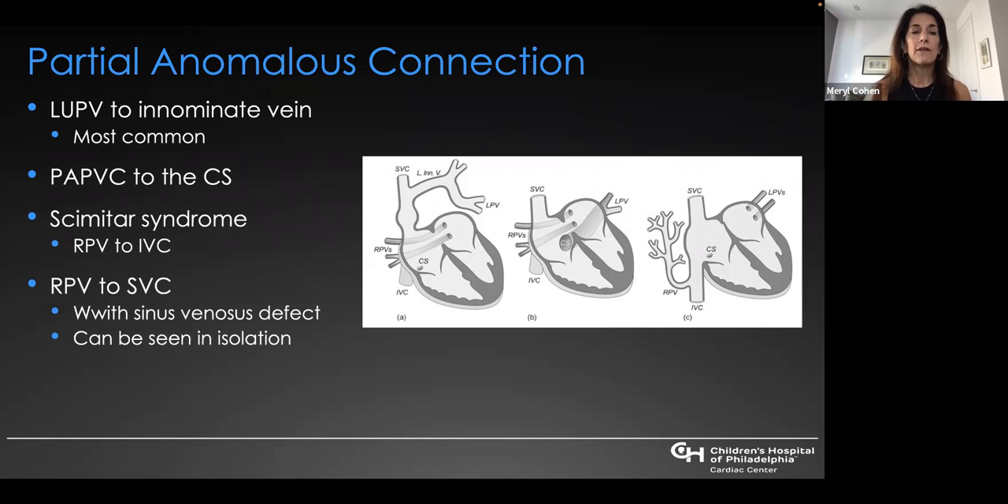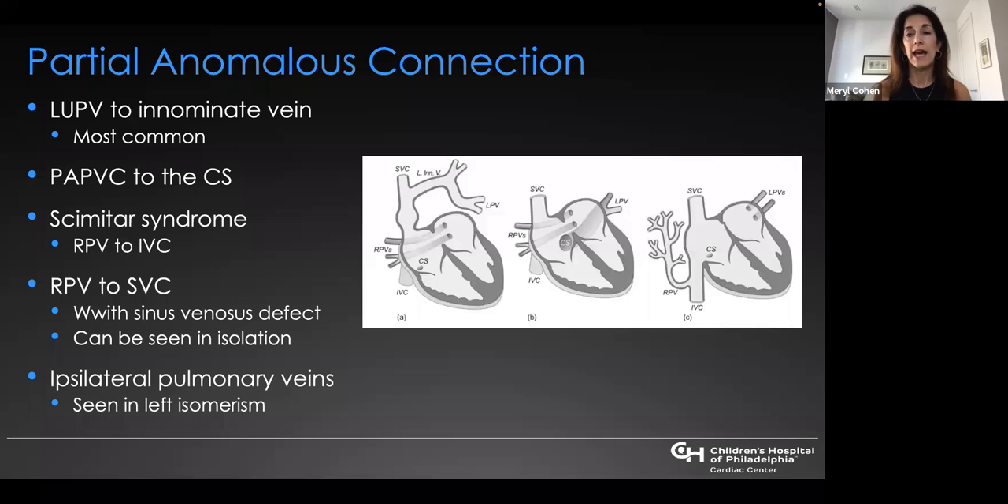And then you can have right pulmonary veins to the superior vena cava, either in isolation or in association with a sinus venosus defect. And then you can see ipsilateral pulmonary veins, where the right pulmonary veins drain to the right-sided atrium, the left pulmonary veins to the left-sided atrium, which is seen typically in left isomerism or the polysplenia form of heterotaxy.